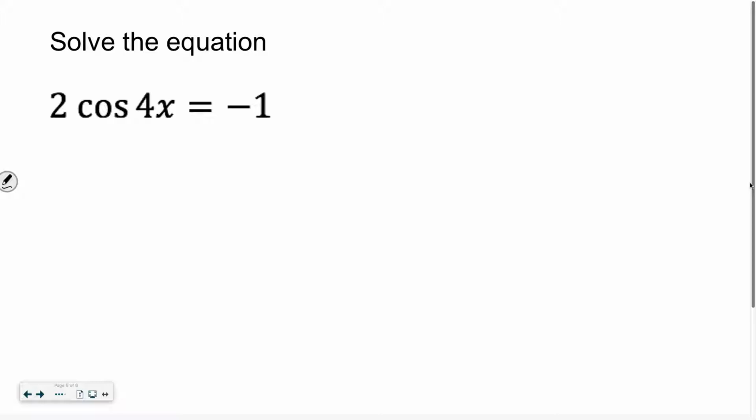I'll get cosine of 4x all by itself. Divide by 2. Again, I can't do anything with this 4x because it's protected by cosine. I really have to undo the cosine first. What angles have cosines of -1/2? That cosine would be -√3/2.